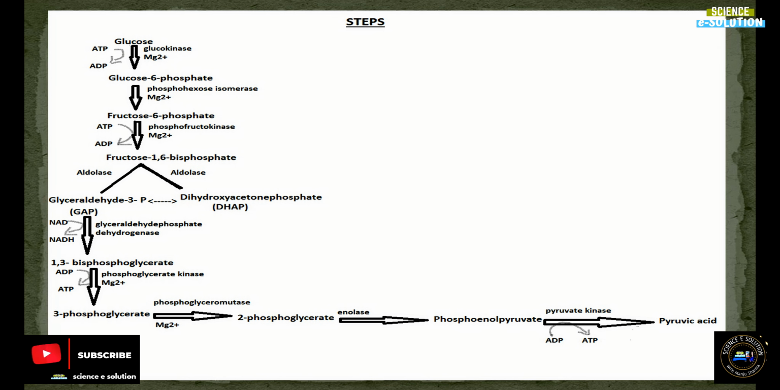So overall you can see 2 molecules of ATP are formed here and 2 molecules of ATP are formed in this reaction. So a total of 4 ATP molecules are formed and 2 ATP molecules are consumed in this first phase of glycolysis. So a total of 4 molecules are formed and 2 molecules are consumed, a net gain of 2 molecules of ATP.